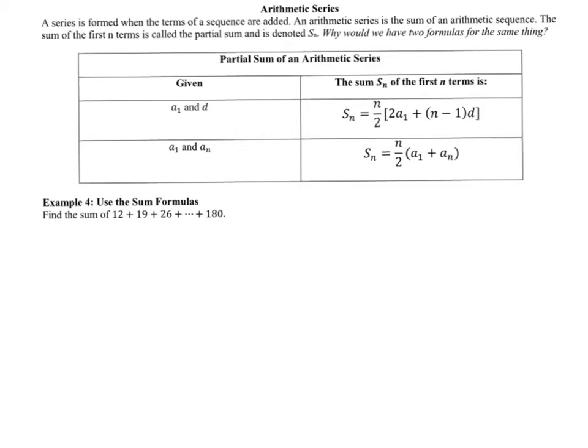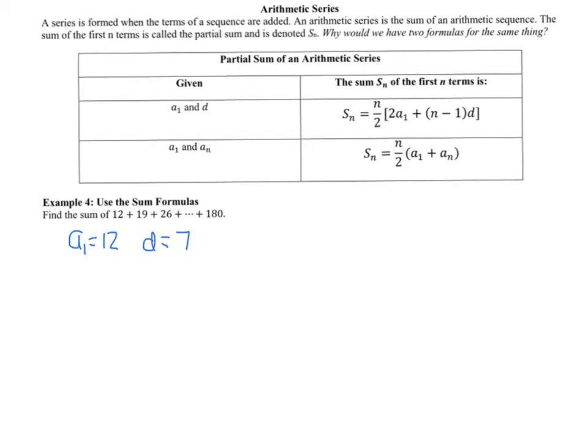And so we know that we need a sub 1 and d. We know that a sub 1 is equal to 12, because that's our first term. And we know that d, to get from 12 to 19, we'd have to add 7. And to get from 19 to 26, we'd have to add 7. So we know that d is 7.